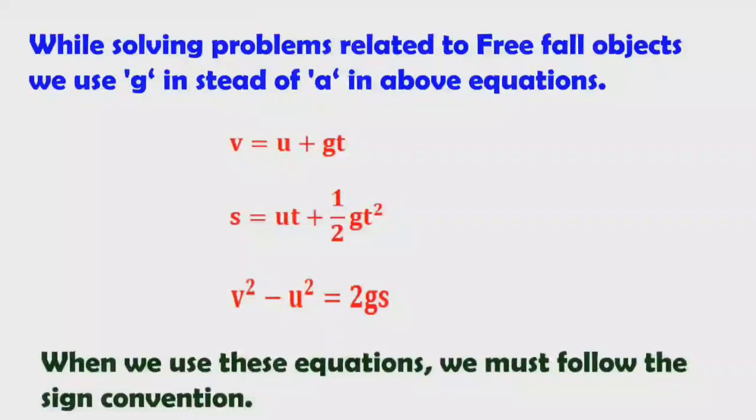When we use these equations, we must follow the sign convention. Now we will discuss the sign convention. Before that, first of all, we will see the direction of g, that is, in which direction free fall acceleration will act.